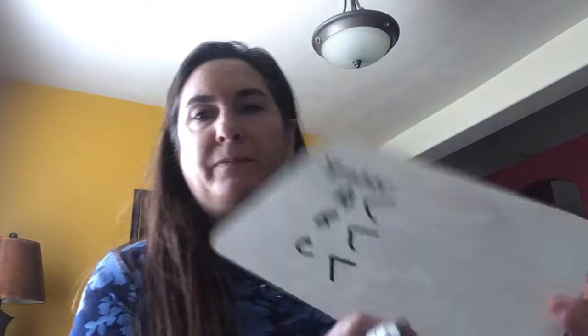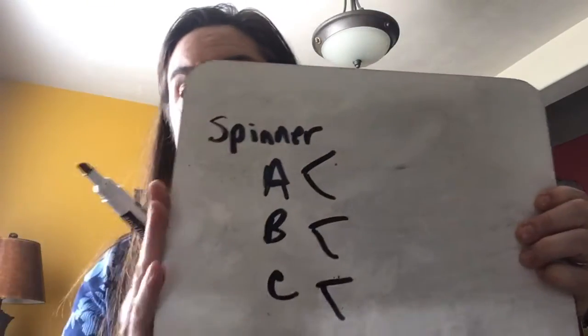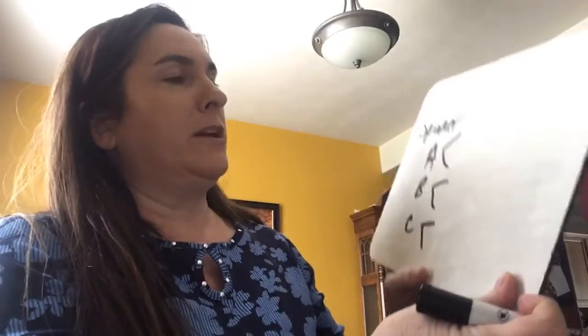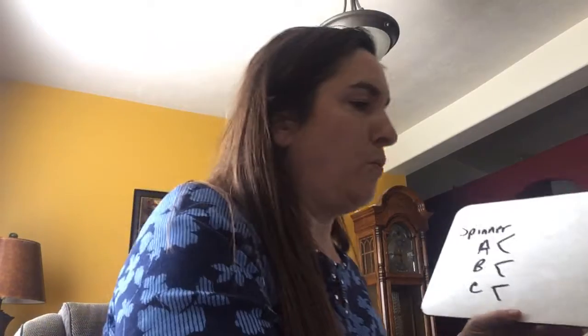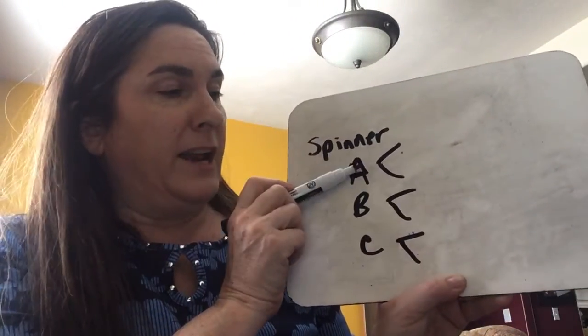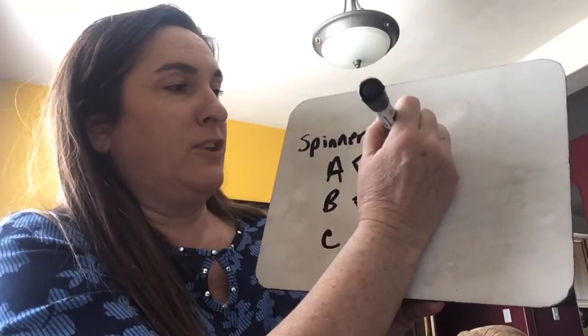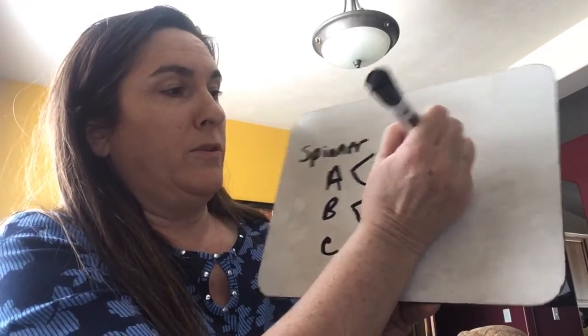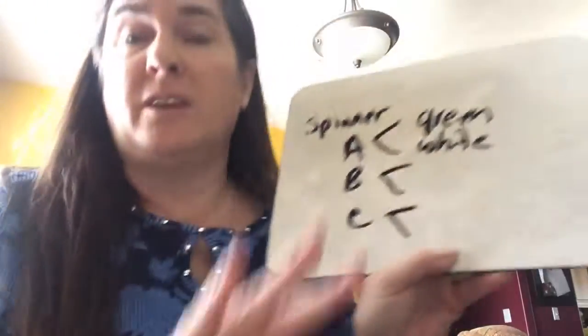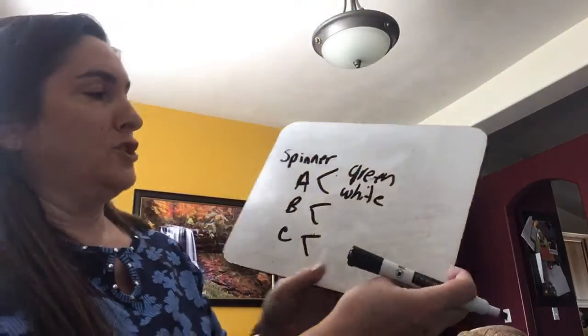So you have a spinner that has A, B, or C on it. Okay, so that's what we've done here. And we're also drawing a marble, green or white. So if I spin this spinner and it stops on A, I can either pick a green marble or white. Those are my only 2 options. You do not need to write this down, we're just watching.